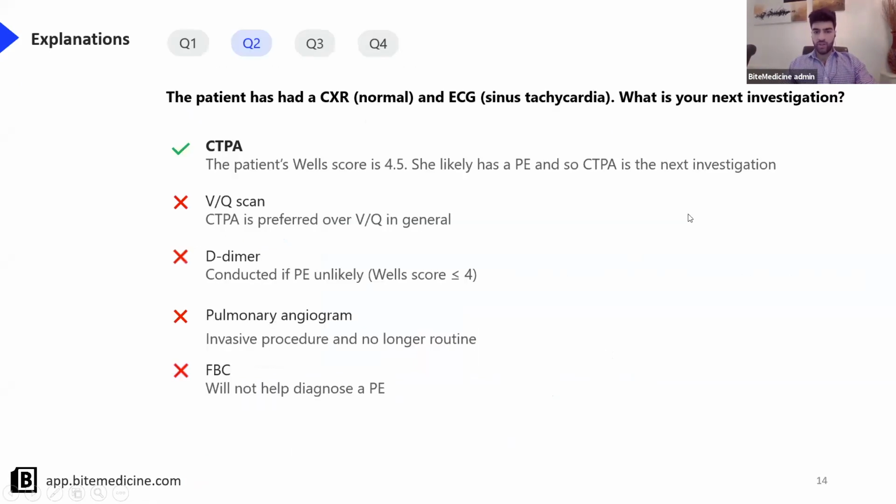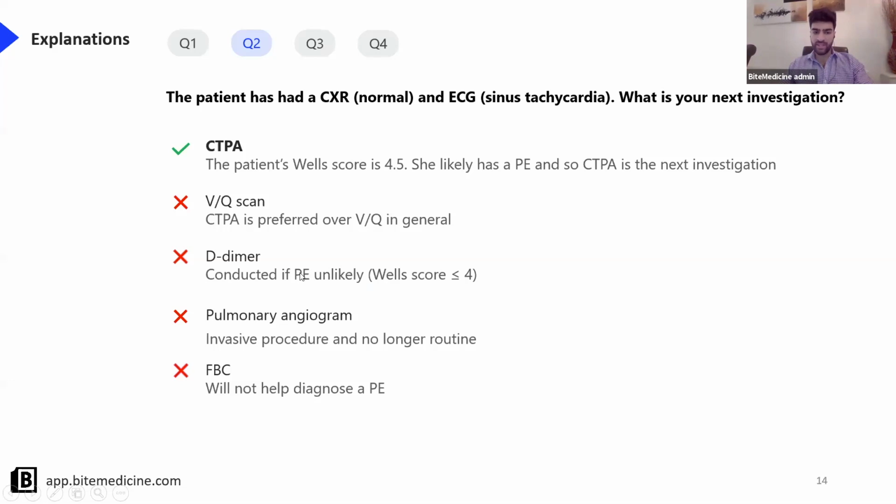So this patient's Wells score is 4.5. Okay, I mean, you didn't really need to know that. The fact is, it's obvious from the presentation that this is likely to be a PE. She's coming with pleuritic chest pain. She's short of breath. She's tachycardic. She's hypotensive. She's elderly. So she ticks a lot of boxes for a PE. If you strongly suspect a pulmonary embolus, then the next investigation to carry out is a CTPA.